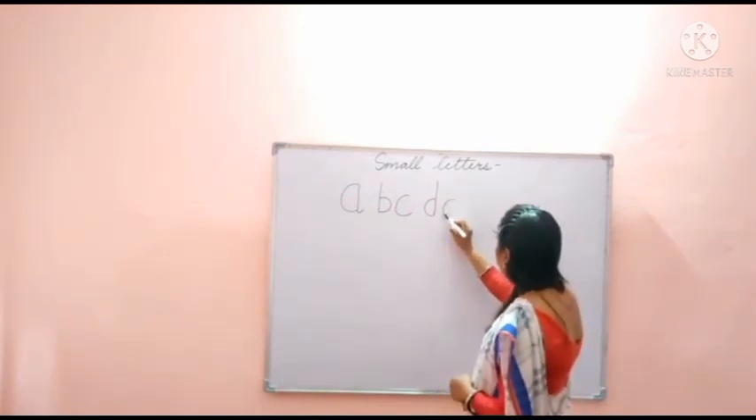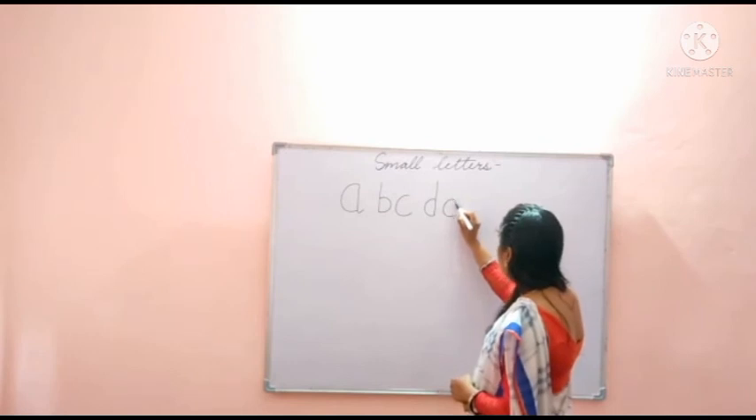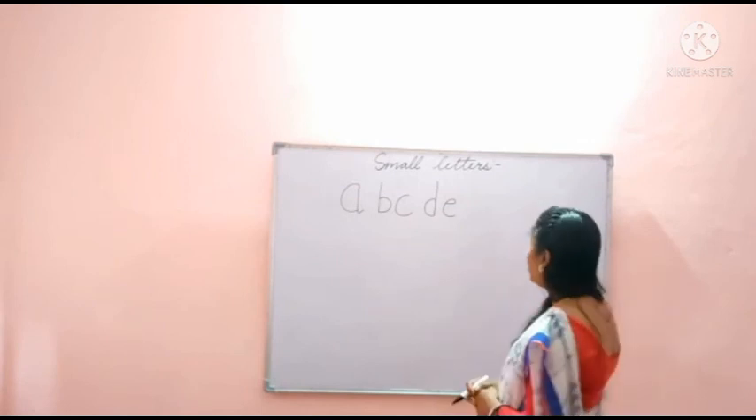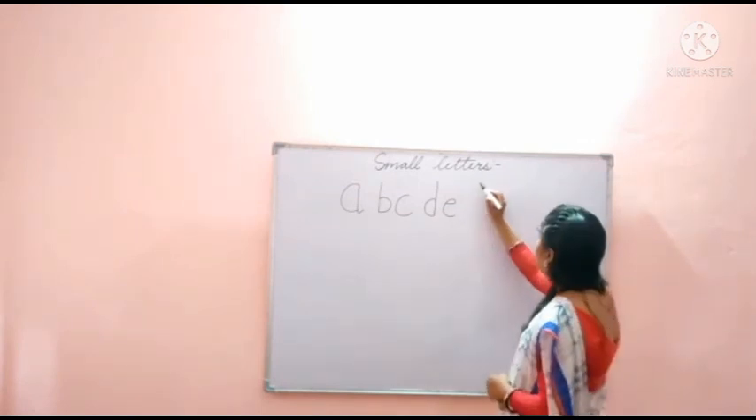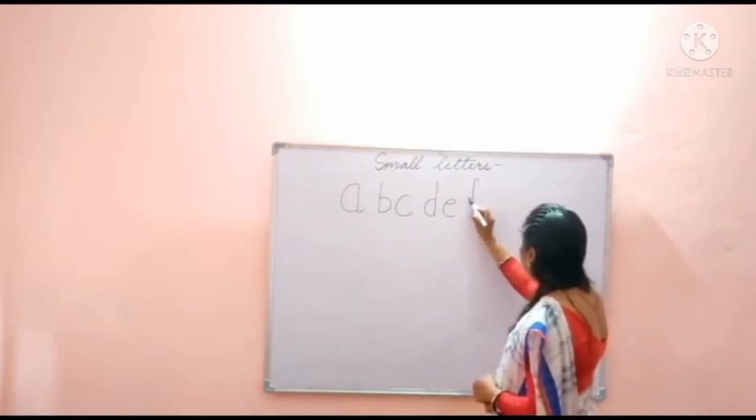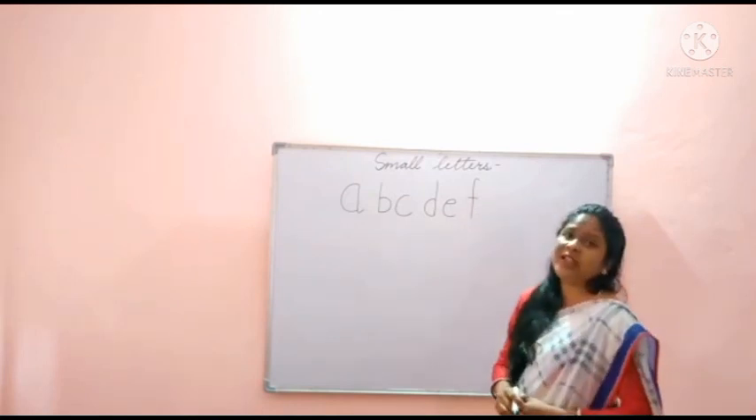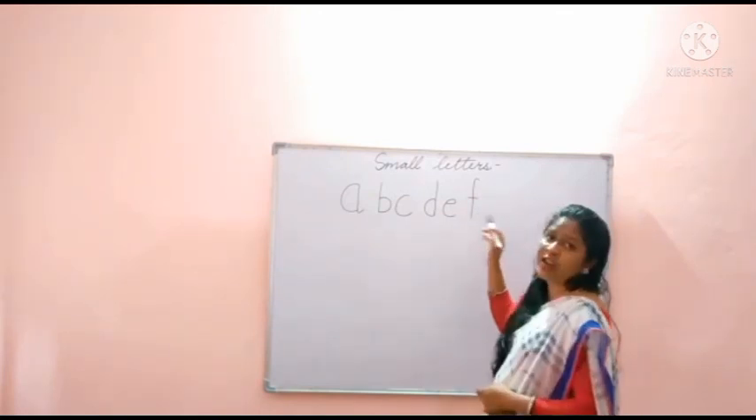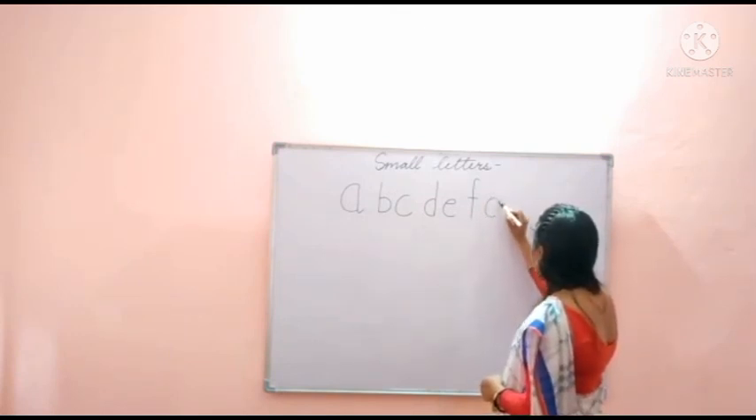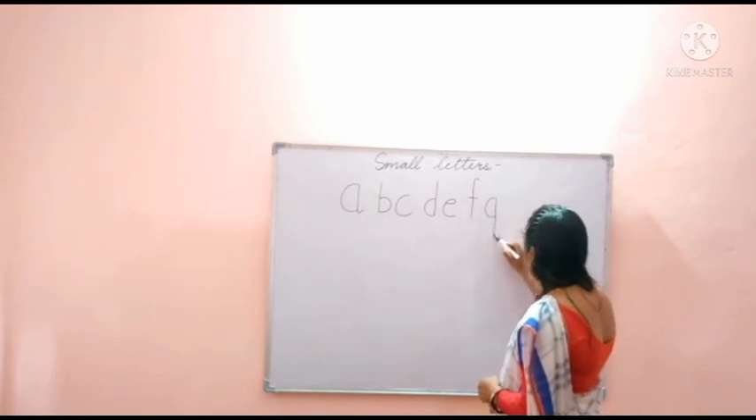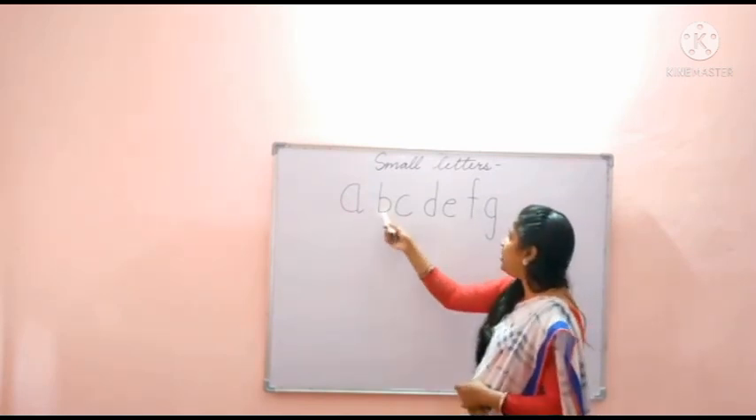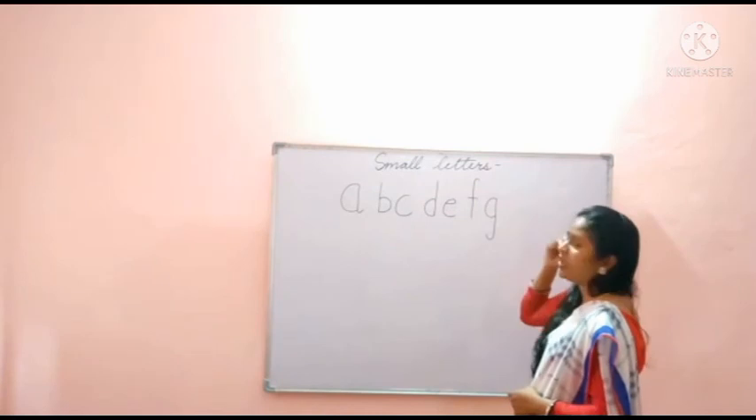Then how to write E? You make a curve and joining the curve you make a sleeping line in between makes the letter E. This is E. Then you make a small curve and a standing line and draw a small sleeping line in between makes small letter F. And a curve and a standing line and a small tail at the end makes the letter G. So A, B, C, D, E, F, G.